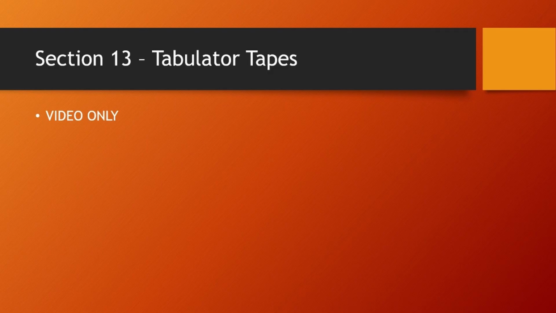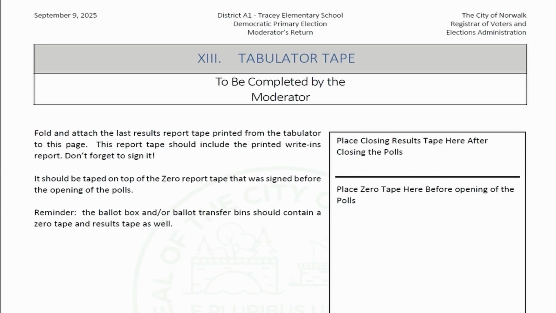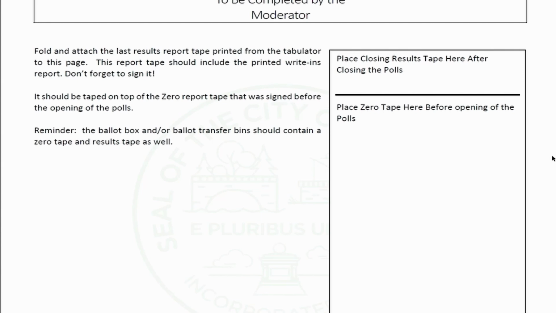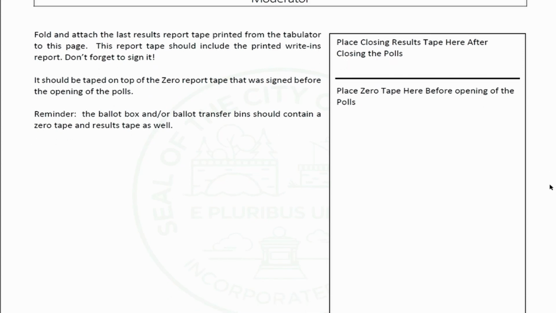When the polls open, the moderator's version of the zero tape should be taped to this page. This page should be completed after the tally sheet and disposition of ballots pages are completed. Once completed, the moderator's version of the results tape should be taped to this page. This version of the tape will also contain the printed write-ins if write-ins are available during the election.